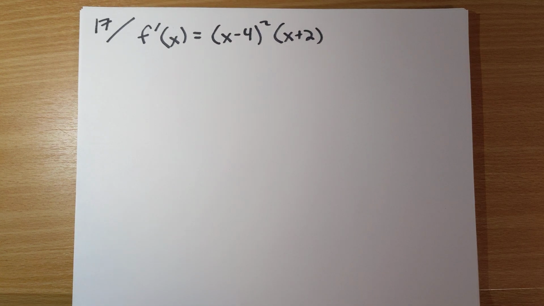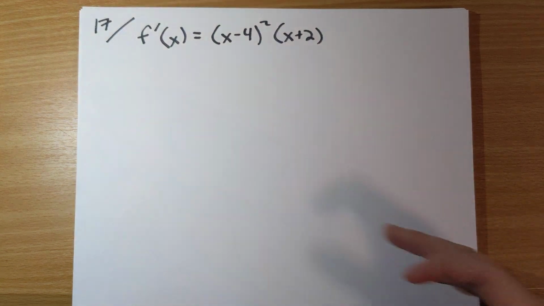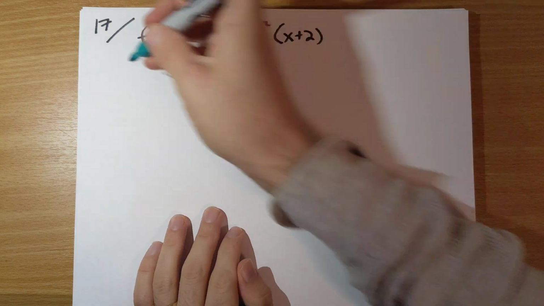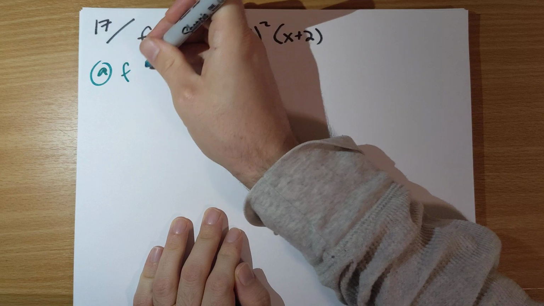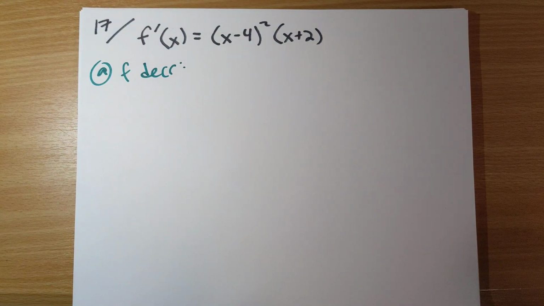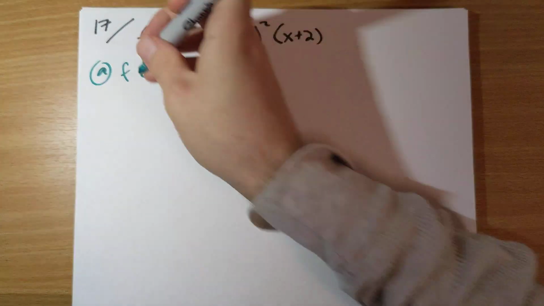Problem number 17. We have a function f of x. We're not told what f of x is, but we are told what its derivative is right here. We're asked some questions about f here. So part A says, where is f decreasing? So f is decreasing wherever the derivative is negative.